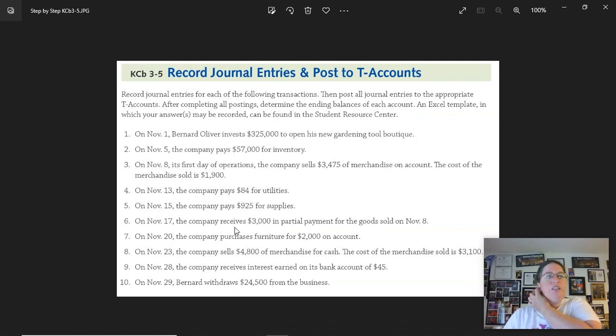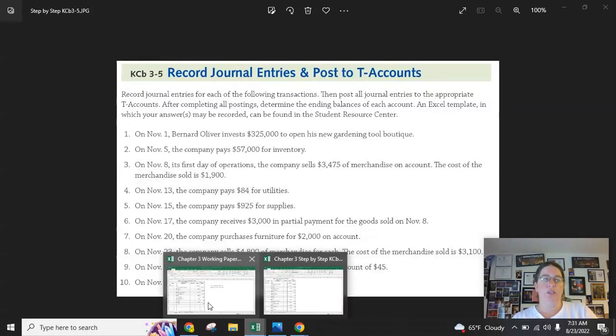November 17th, the company receives $3,000 in partial payment for the goods sold on November 8th. If we come back up to number 3, we see on November 8th, we sold $3,475 on account. That means they didn't pay us for that stuff. We gave them an invoice and said, hey, pay us later. On the 17th, we've received $3,000 in partial payment for those goods. We received cash. This is also going to affect accounts receivable because they no longer owe us that $3,000.